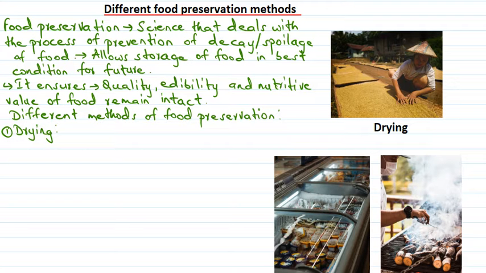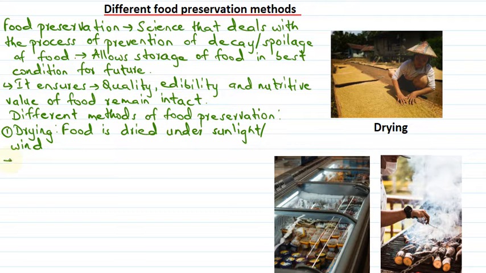In drying, food material is dried under sunlight or in the presence of wind. It is the oldest method.